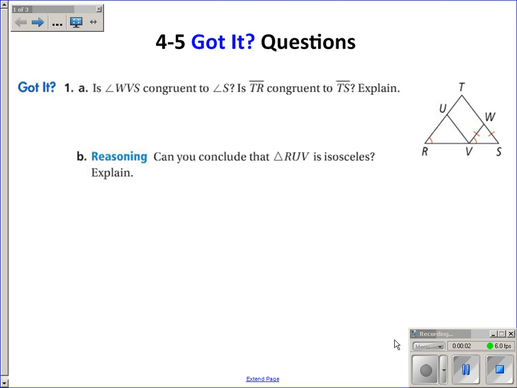This video discusses the Got It questions from section 4-5. So grab a different color pen and make any corrections you need to from your Got It questions, and also explain those corrections. Now this question is about this diagram over here on the right.